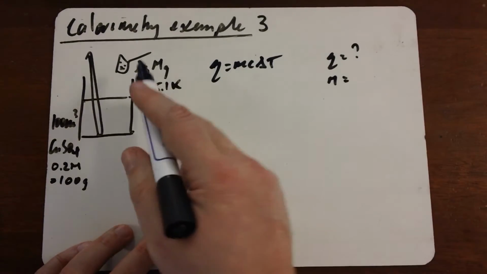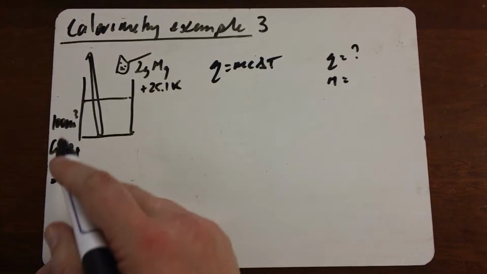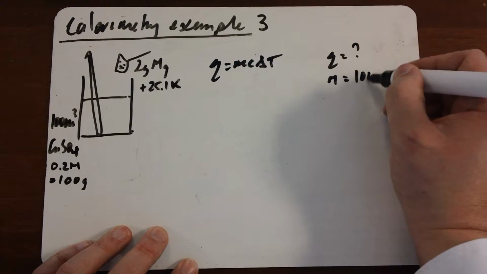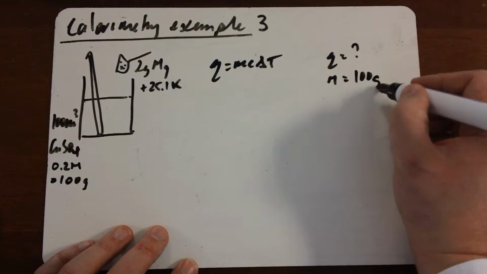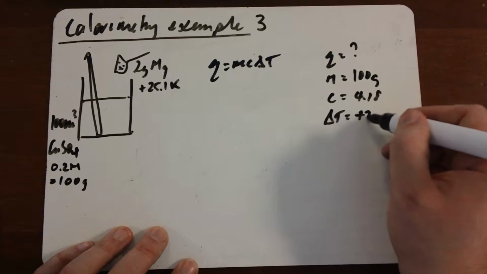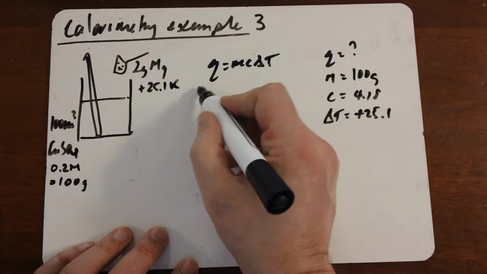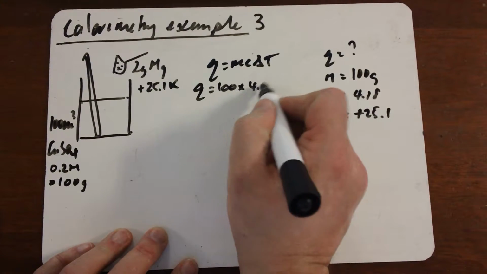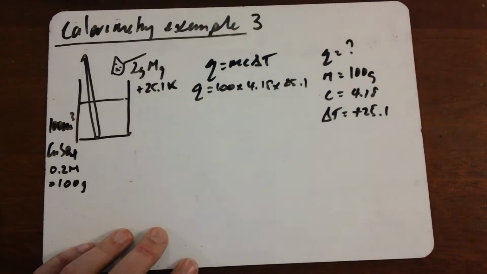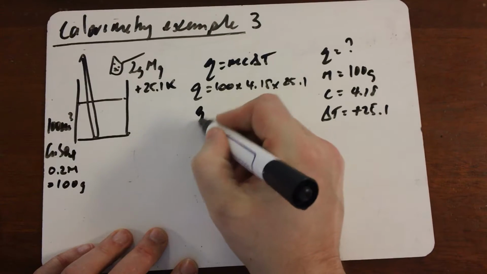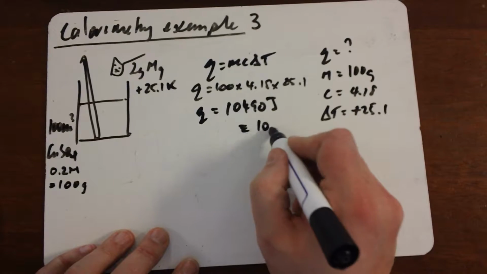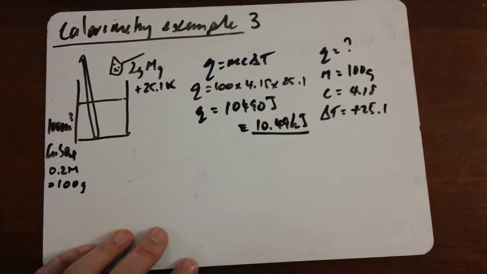Now the mass, although we're adding 2 grams of magnesium, we are determining the change in temperature of 100 grams of the original solution. So the mass in this case is going to be 100 grams. The c is 4.18 and the delta T, we're told, is positive 25.1. So sub your values in. Q is equal to 100 times 4.18 times 25.1, and we get a Q value of 10,490 joules, which is the same as 10.49 kilojoules.